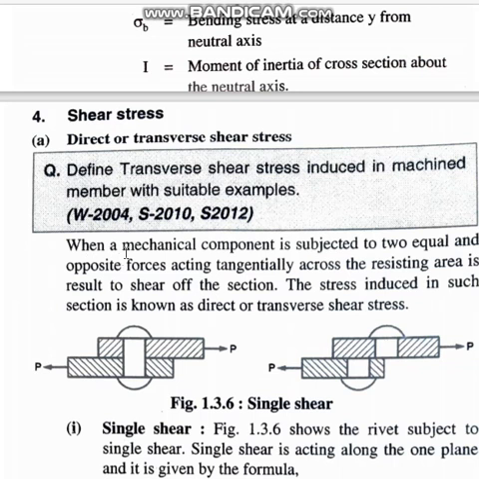So here is the definition: when a component is subjected to two equal and opposite forces acting tangentially. See, it is not coming directly vertically like this. It is acting tangentially across the resisting area.